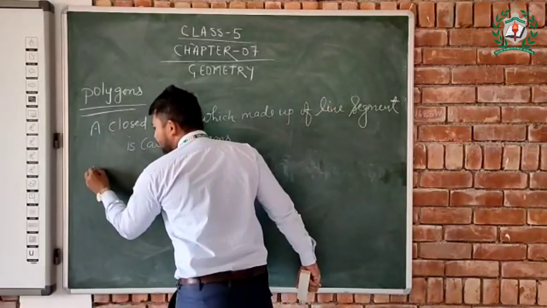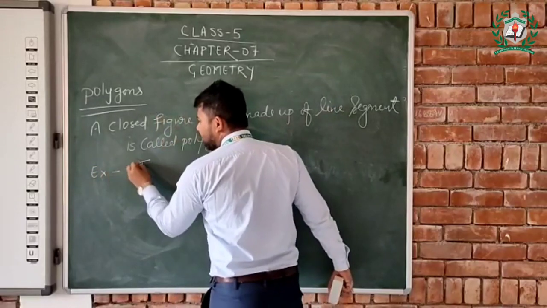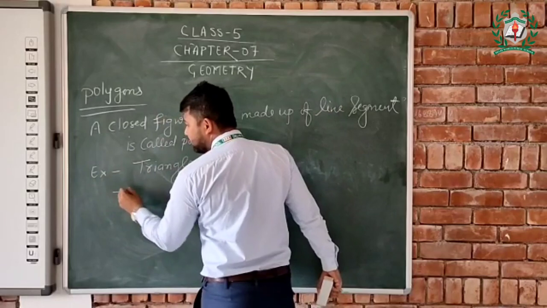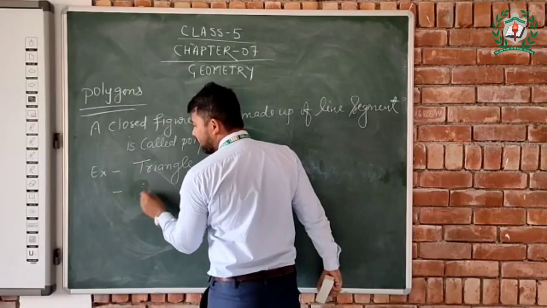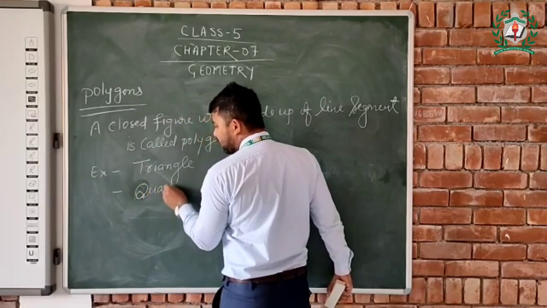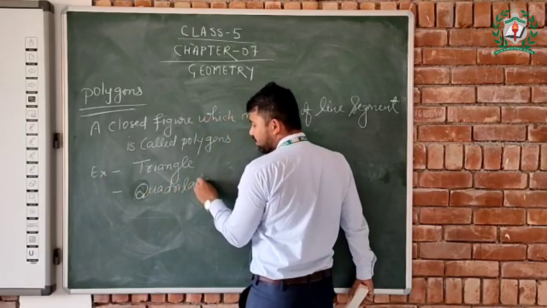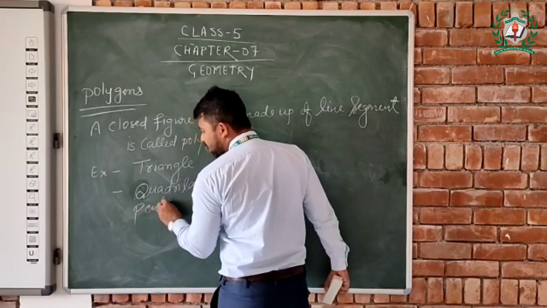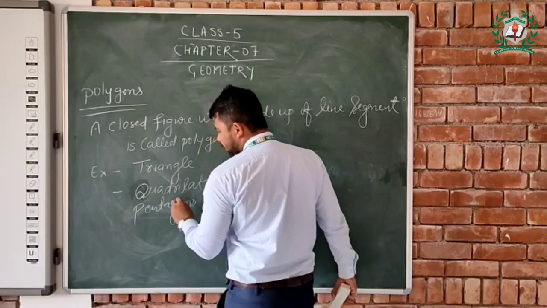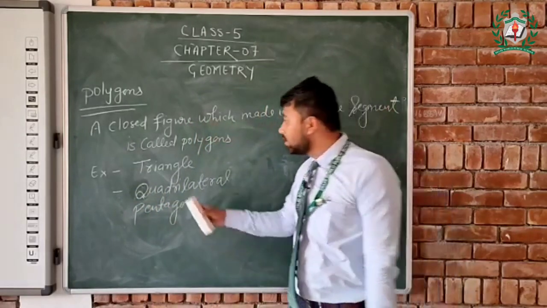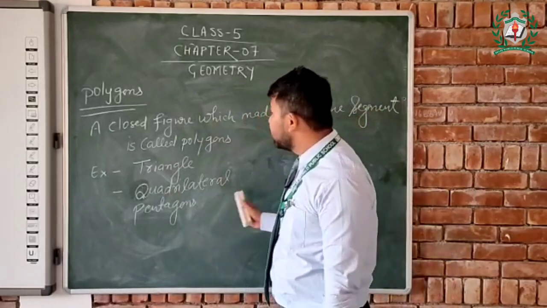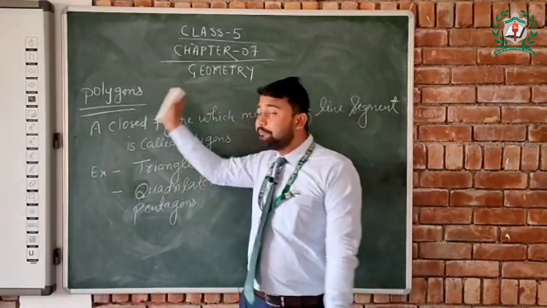For example, the first is a triangle, the second is a quadrilateral, and the third is a pentagon. So these are the best examples of polygons.